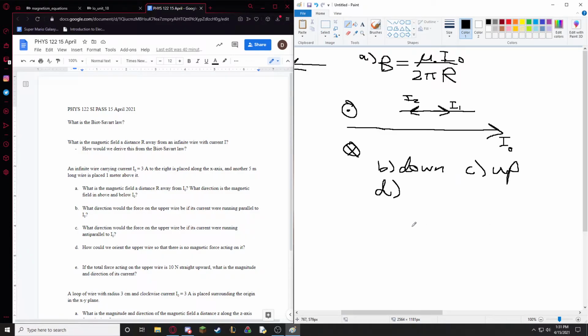Can't contort your hand that way. The simpler explanation doesn't involve any hand contorting or breaking. So we know our magnetic field is out of the page, right? And how do we calculate the magnetic force on the wire? What's the formula again?